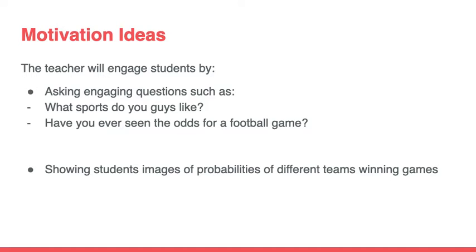So for the motivational ideas, as these students are in 7th grade, I thought that talking about sports and the probabilities for different games would engage the students. So the teacher could ask questions like, what sports do you like? Have you ever seen the odds for a football game? And then they could show them images of probabilities of different teams winning games. Based on their answers, you could find the probabilities of one tennis star winning over the other, etc.